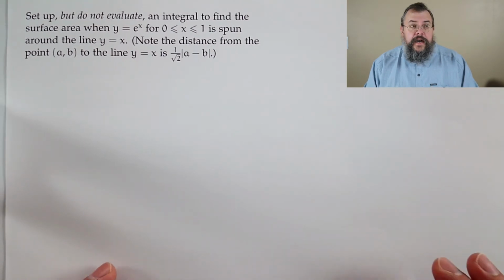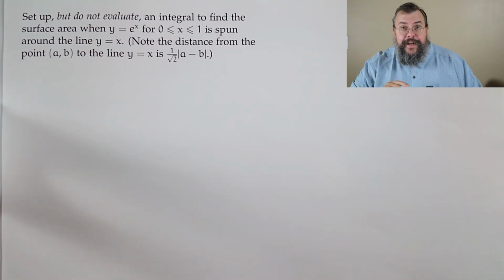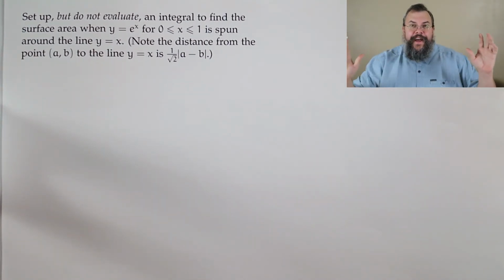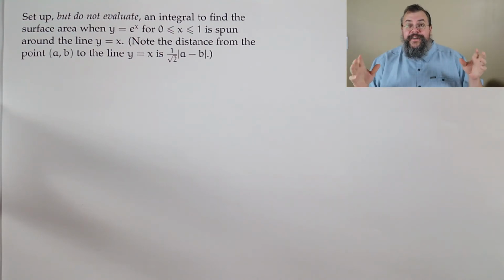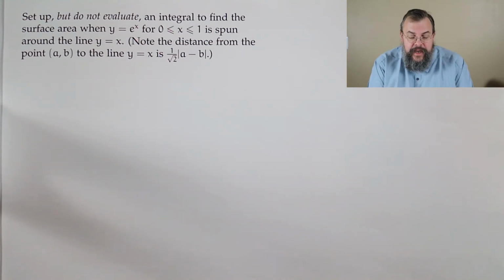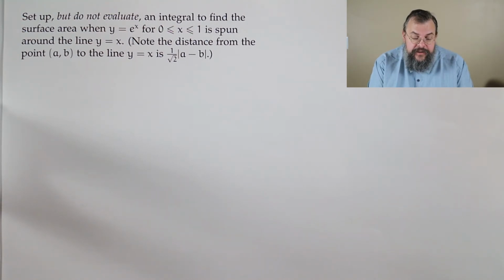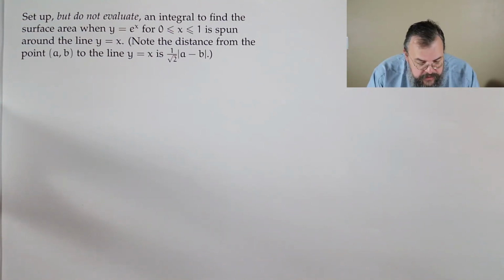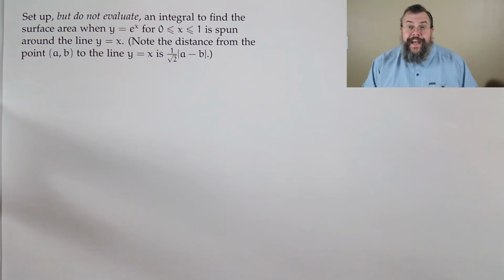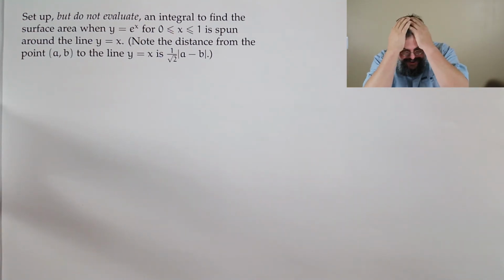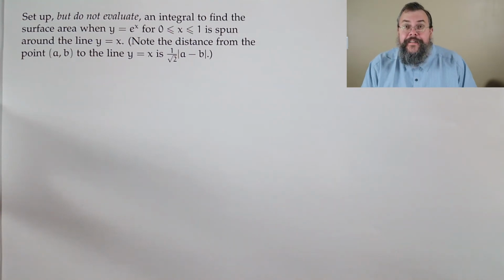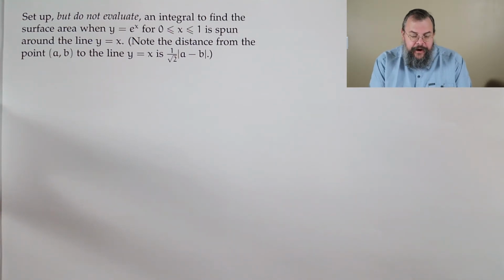So, set up, but do not evaluate. Aha, we've been doing that a lot. Well, because it turns out these are hard to evaluate. In integral, to find the surface area when y equals e to the x for 0 less than or equal to x less than or equal to 1 is spun around the line, wait, what? Y equals x? What? We're not spinning it around an axis? What? Oh my goodness, wow. This is crazy. Okay. Oh my God.